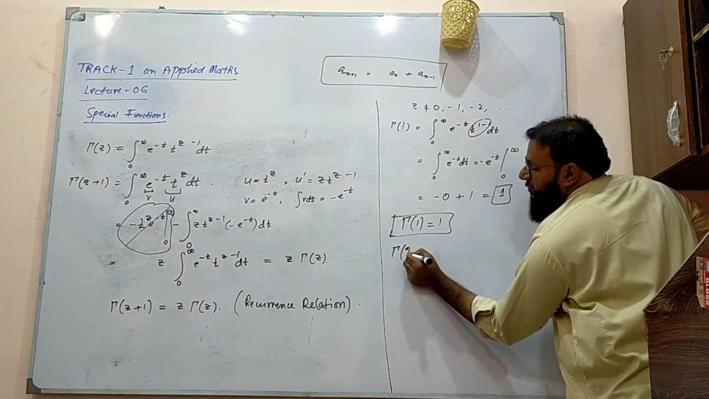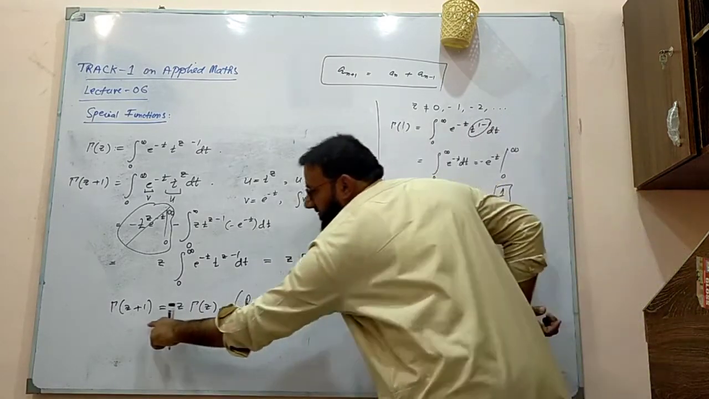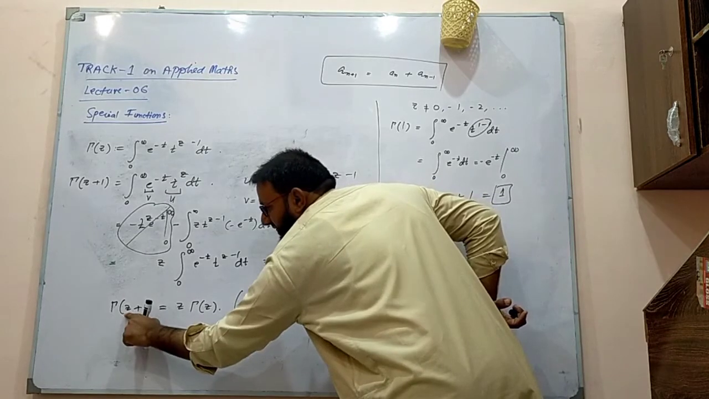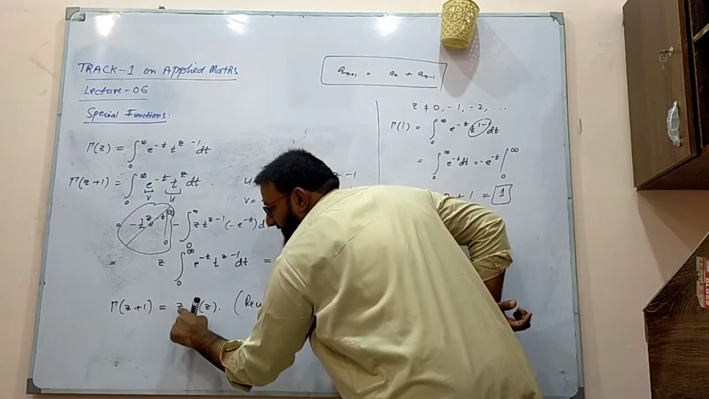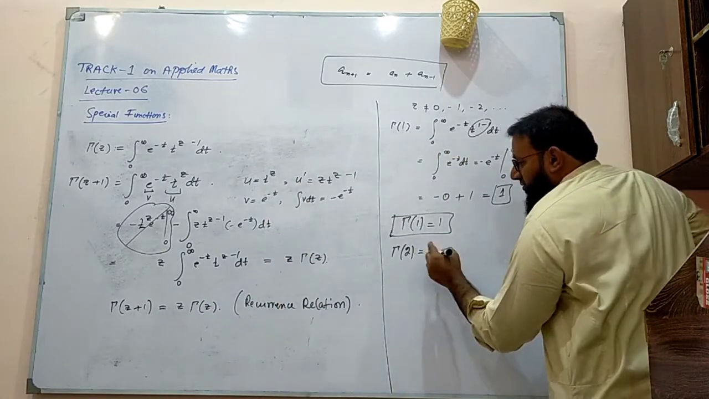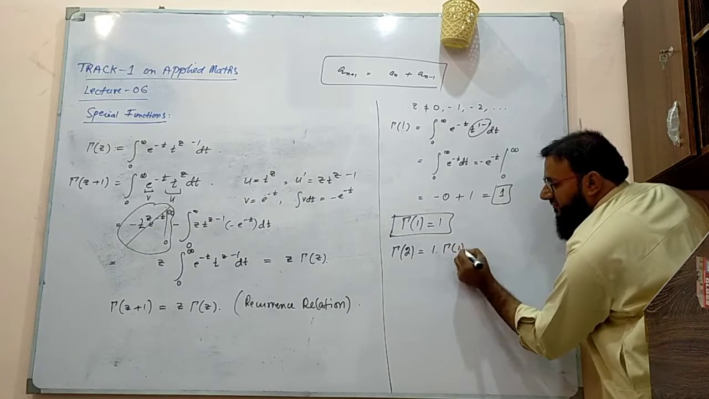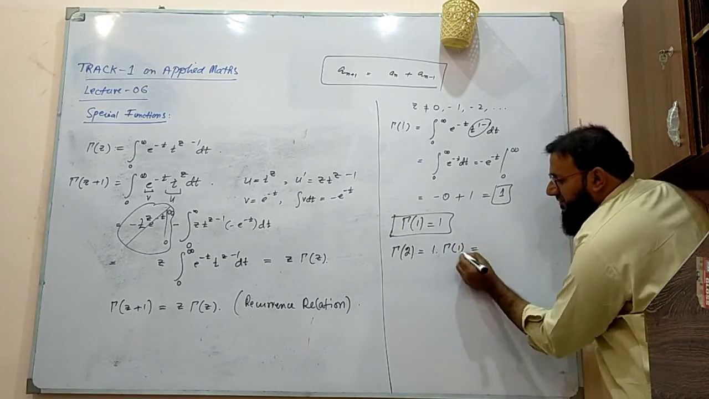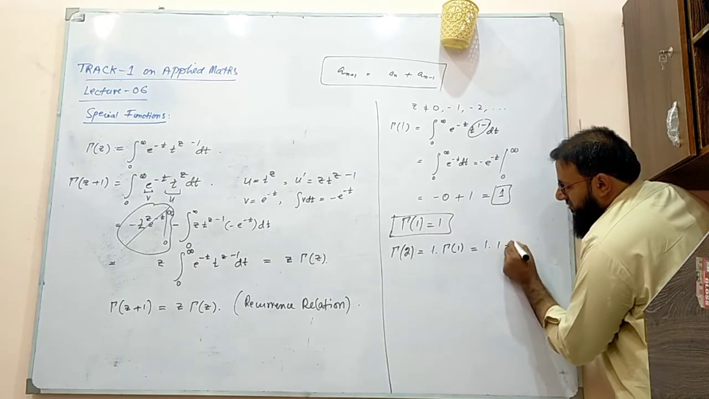What is gamma of 2? Can I write gamma of 2 in the form of this formula? If z is equal to 1, this is going to be 1 times gamma of 1. So you can write gamma of 2 in this form, 1 times gamma of 1. Gamma of 1 is 1, so 1 times 1 is 1.